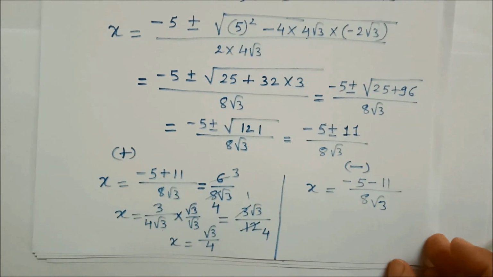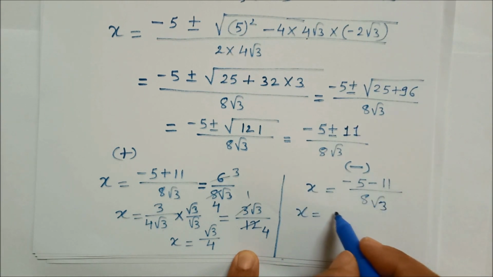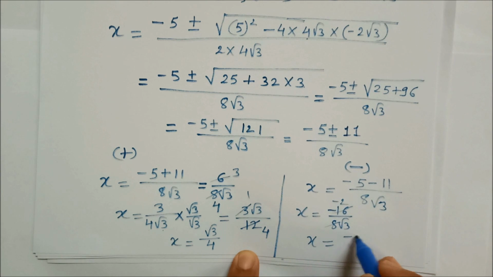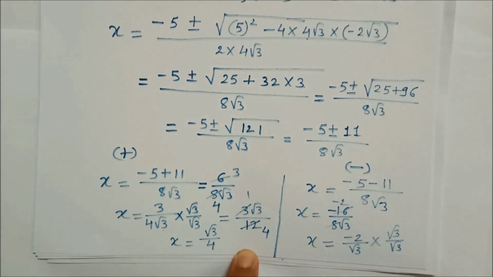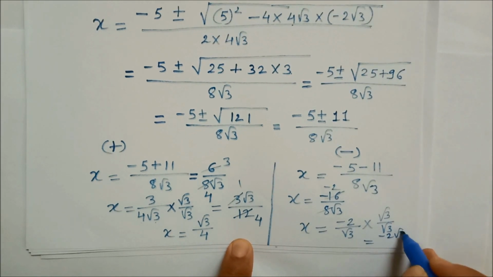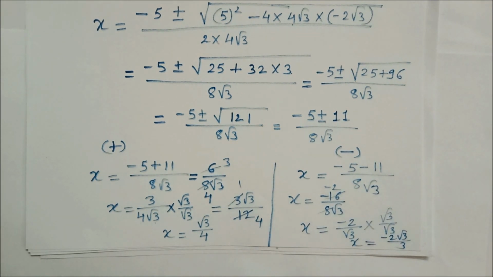Now for the minus sign, x is equal to minus 5 minus 11, which is minus 16 upon 8 root 3. We can cancel it, so we get minus 2. So x is equal to minus 2 upon root 3. Again we will rationalize it, so we multiply root 3 upon root 3. So our answer is minus 2 root 3 upon 3, the value of x. So we have two roots. The first root is root 3 upon 4 and the other root is minus 2 root 3 upon 3.